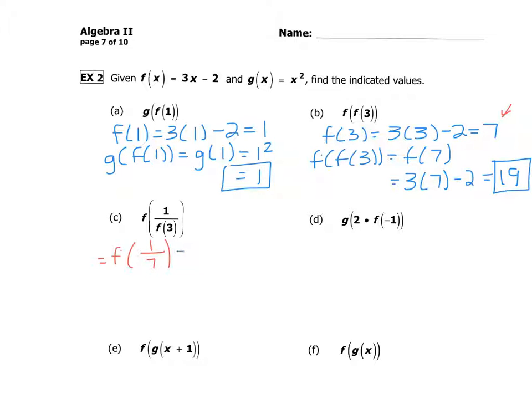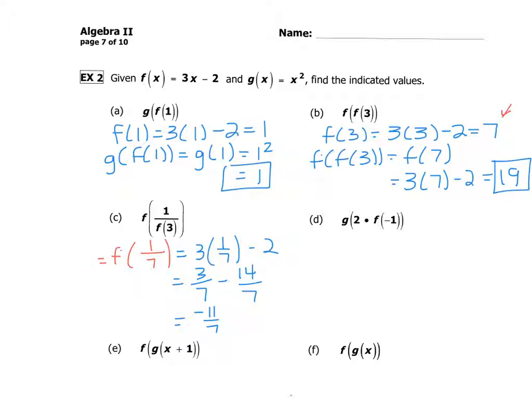So this is putting this into the f function. So this is 3 times 1/7 minus 2 gives us 3/7 minus, how about 14/7, because we need a common denominator, gives us negative 11/7. Okay, next one, D.